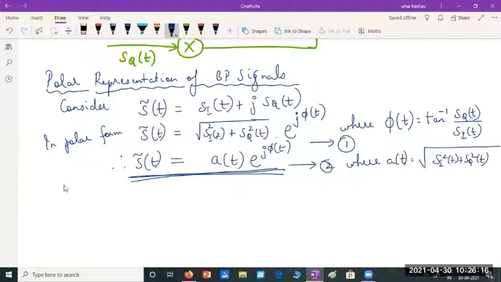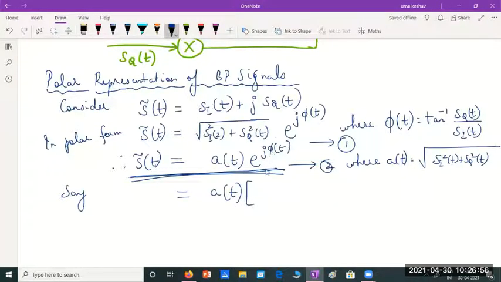Now, if I want to expand and find the value of SI and SQ, I didn't give an equation number here. We know that S tilde of t, the complex envelope, can also be written as SI plus jSQ, and S tilde of t can be written as A of t e to the power of j phi t. What if I expand e power j phi t in canonical form?